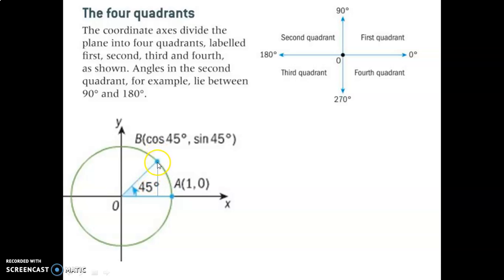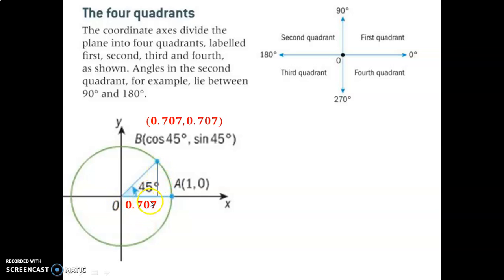Now we want to find the coordinates of this point. We know from the rule we just learned that the x value can be found using cosine of the angle. So cosine 45 will give us this length, and sine 45 can give us the y value, this length here. So do those on your calculator. What do you get? Hopefully you got 0.707 and 0.707, the same value for x and y. So that coordinate is at this location here. And that makes sense because this is an isosceles triangle.